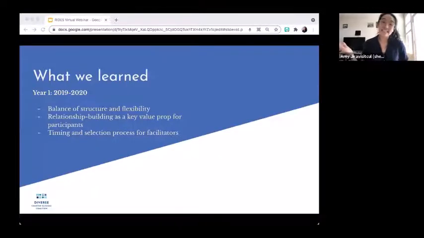And as I said, it's a pretty new program for us. Last year was our first year piloting it. Based on surveys and observations of how the sessions went, we realized that the key value add was a balance of both structure and flexibility. Structure: everyone has a day and time in the calendar, and they're committed to attending. And flexibility: it's a pandemic, people have different priorities, things shift, timing gets readjusted, rescheduling. And relationship building as a key value proposition for participants.